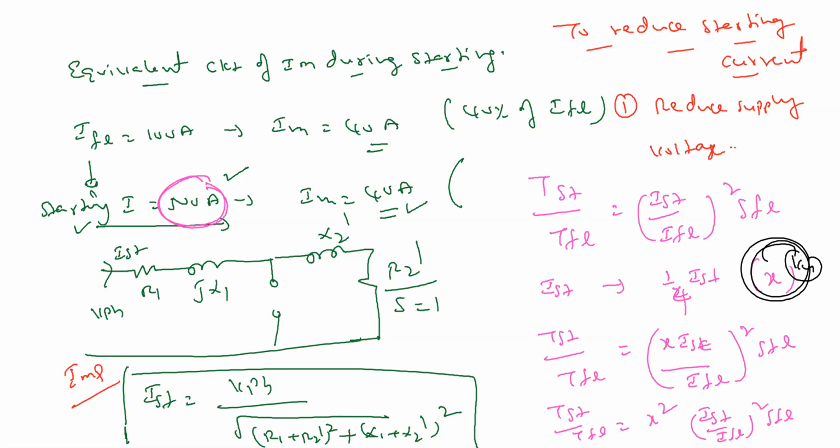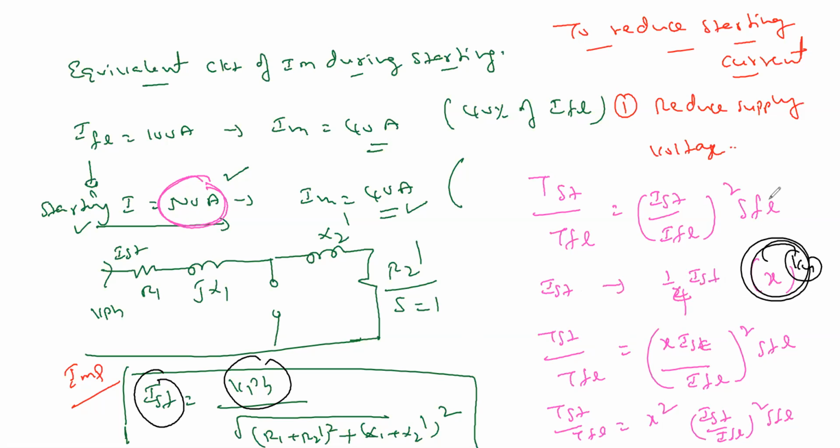Is it acceptable? My problem is that the current is high and should be reduced, but you should also see that the starting torque must not reduce too much. I am trying to reduce current by reducing the voltage 4 times. From this formula the torque becomes 1 by 4 whole square, which means 16 times reduction. Do you accept this? I will not accept this one. Torque 16 times reduction is not at all acceptable. So current reduction is x times, torque reduction is x square times.